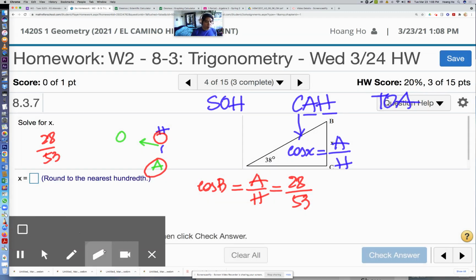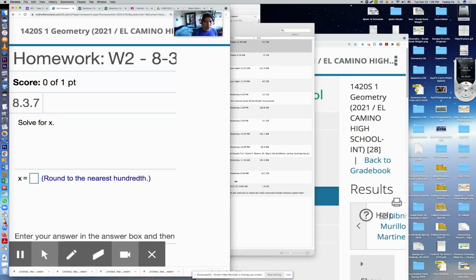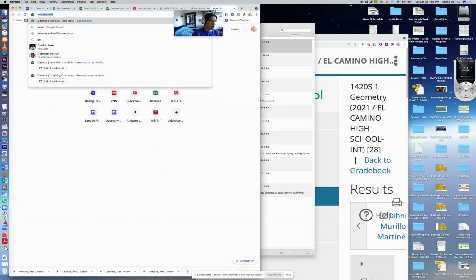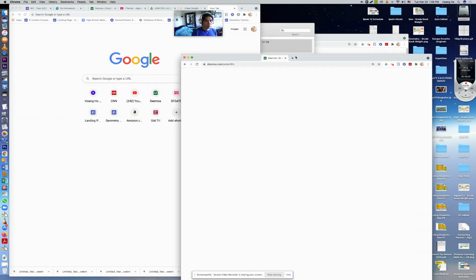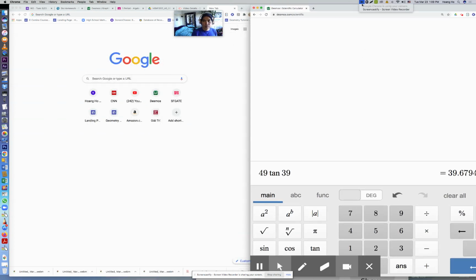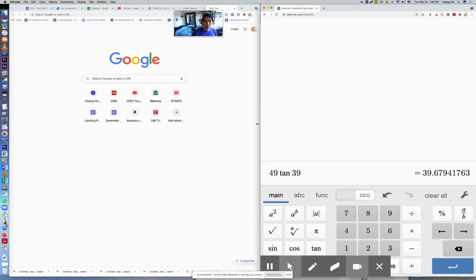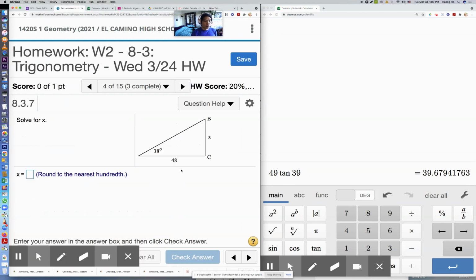Now, question number 4. I should do a split screen so you can see how I use the calculator. I have it already right here, so I can drag this over. Okay, here we go. Go back over here. I can make it a little bit smaller. You can see right here, they ask you to find x. In this triangle, it's a right triangle, so you can apply SOHCAHTOA trigonometry.